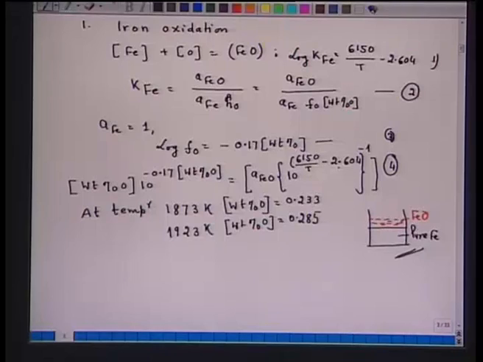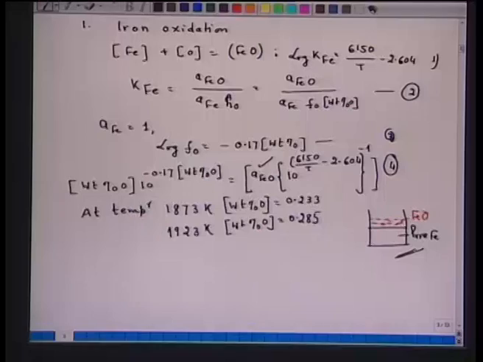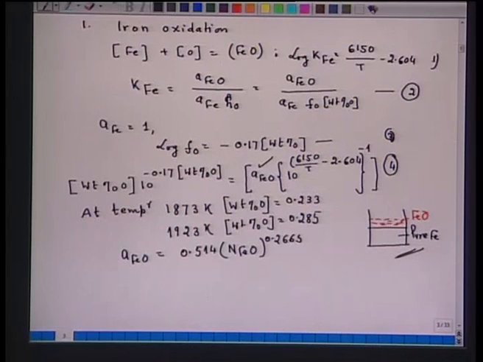Now, in fact, if you see equation 4, you note that the weight percent oxygen which is dissolved in steel also depends upon the activity of FeO. Here we have taken activity of FeO equal to 1. Now, you recall that in slag making we derived one equation which says that the activity of FeO is equal to 0.514 N FeO raised to the power 0.2665. This is equation number 5.